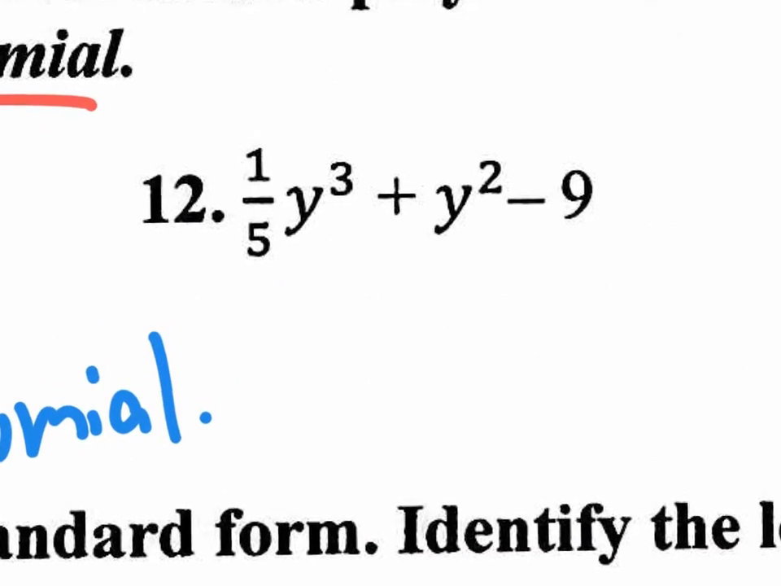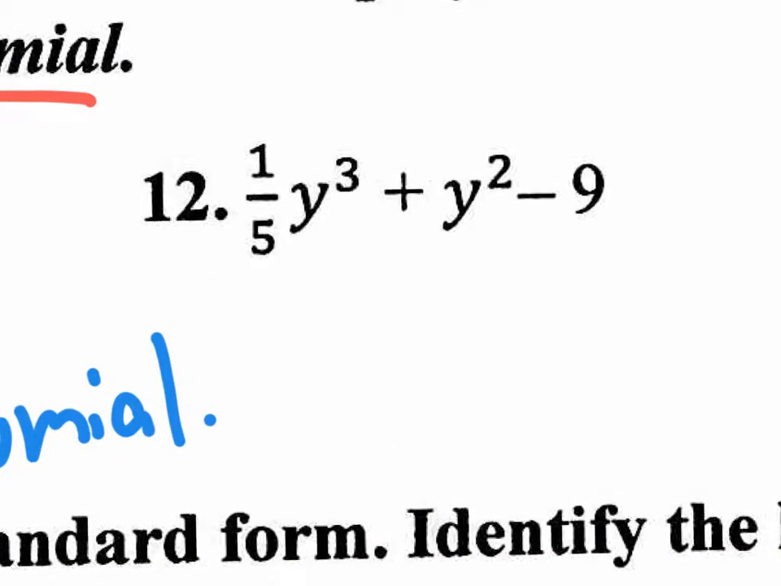How about number 12? Could I combine any of those? Could I combine this plus this? Cannot. You got to have like terms, guys. If this was a y to the third and this was a y to the third, then yeah, you could combine them because they're both y to the thirds. But they're totally different. One's a y to the third, one's a y squared. You can't combine them. Okay?